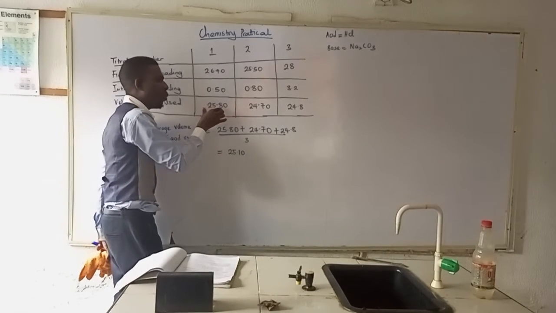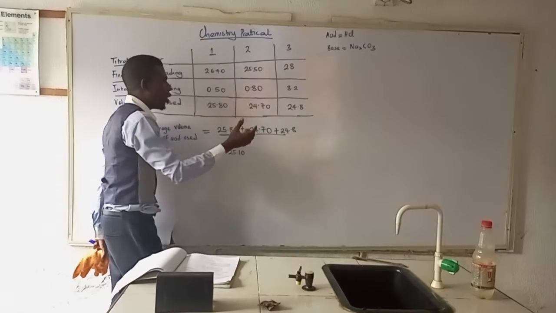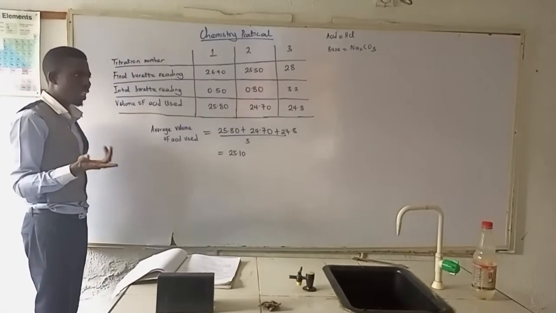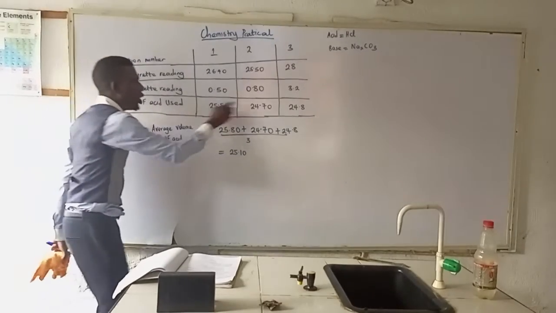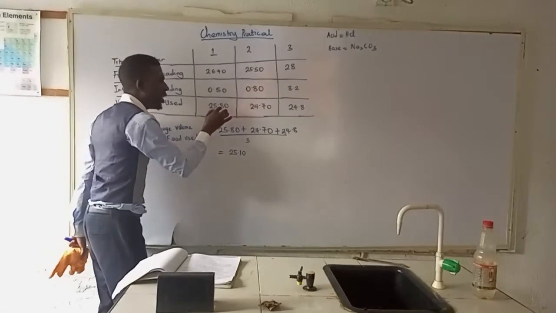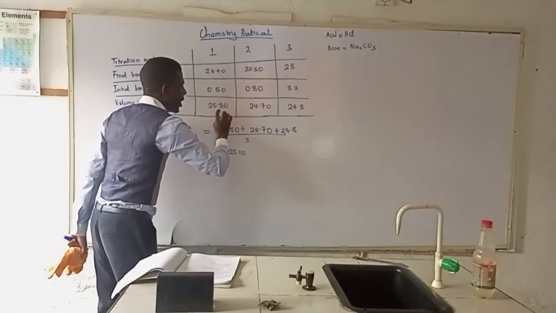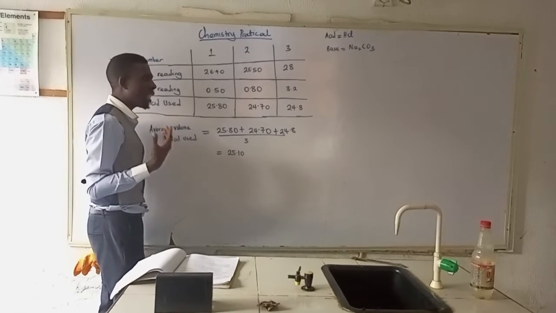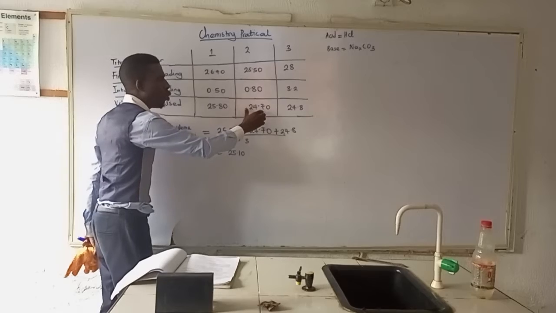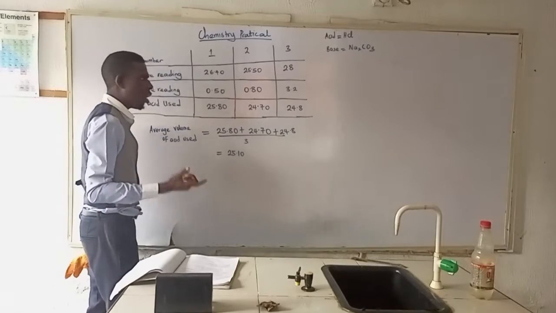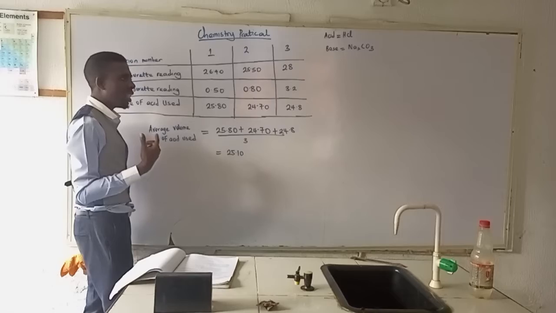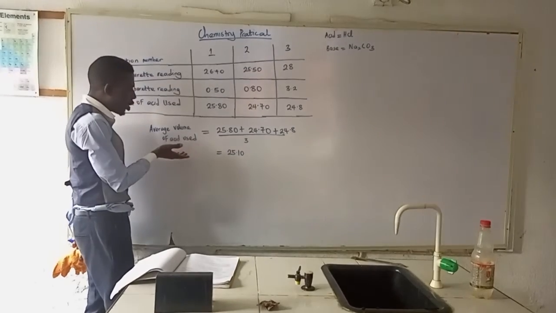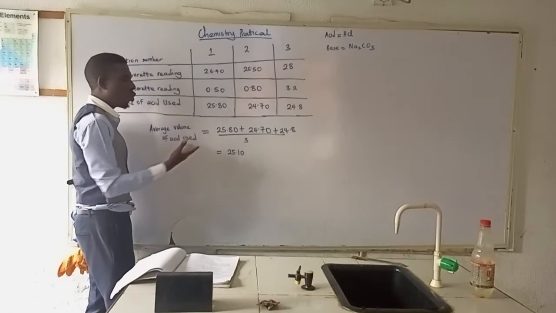But when we look at 25.80 and 24.70, the difference between them is 1.10 cm³. Because of that, these two readings are not consistent. This reading and this reading, the difference between this and this is 1.00. Because of that, when we are calculating our average titre value, it is expected of us to make use of what? Consistent values. Values where the difference between them is less than or equal to what? 0.20. And as a result of that, our average titre value happens to be very wrong.